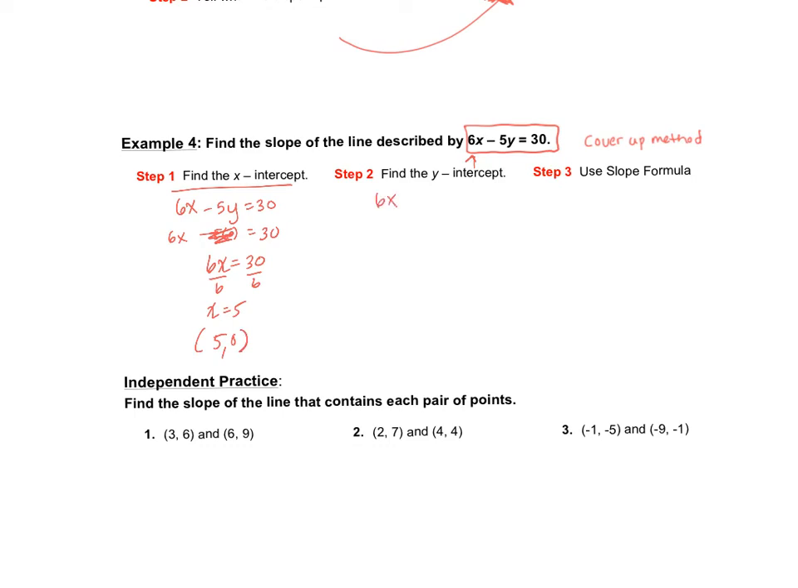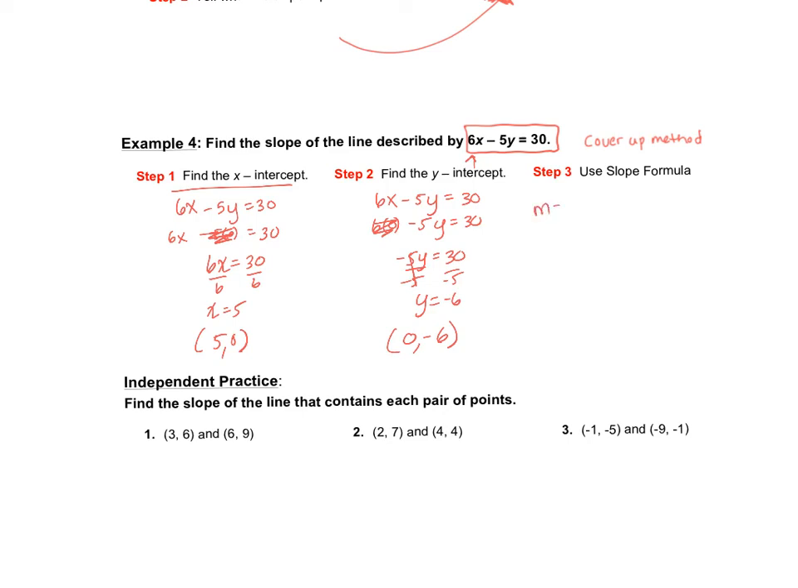And then I can find the y-intercept. If I'm looking for the y-intercept, I know that the x is 0. So I'll plug in 0 right there. Well, 6 times 0 is 0, so I don't need that. So I have negative 5y equals 30. Divide both sides by negative 5, and I get y equals negative 6. As an ordered pair, that would be (0, -6).